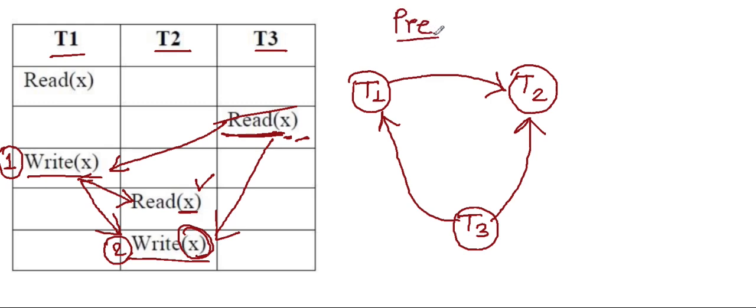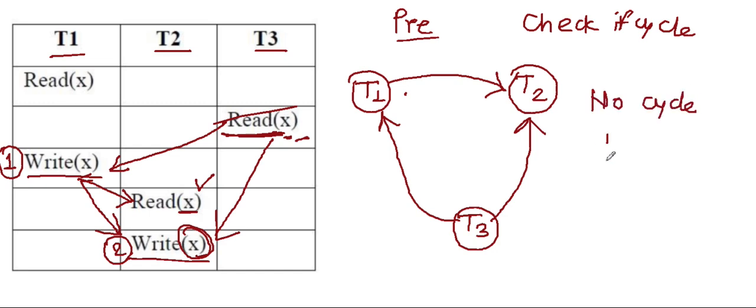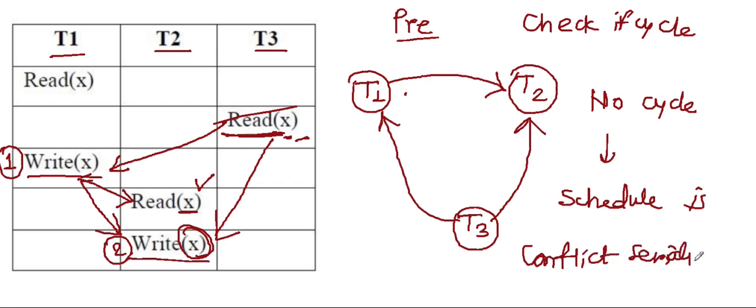In this graph, check if there is a cycle or not. There is no cycle, because if you go from here, this ends here. So there is no cycle in the precedence graph, and the schedule is conflict serializable.